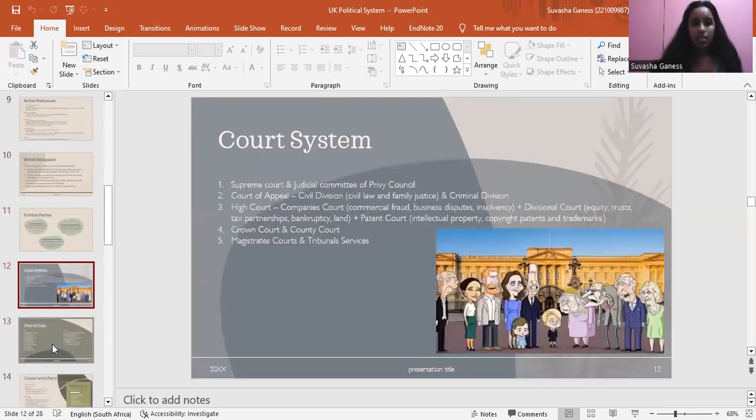Then in terms of the court system, we're going from ascending to descending order, so from the one that's right at the top to the one at the bottom level. Firstly, you have your Supreme Court and Judicial Committee of the Privy Council. Then you have your Court of Appeal, your Civil Division, which is like your Civil Law and Family Justice, and your Criminal Division.